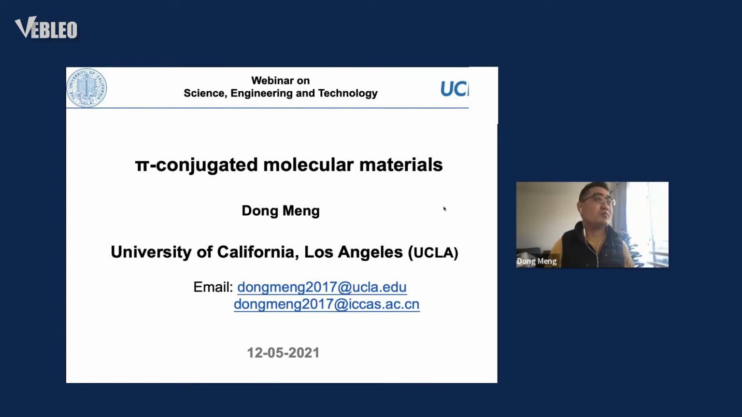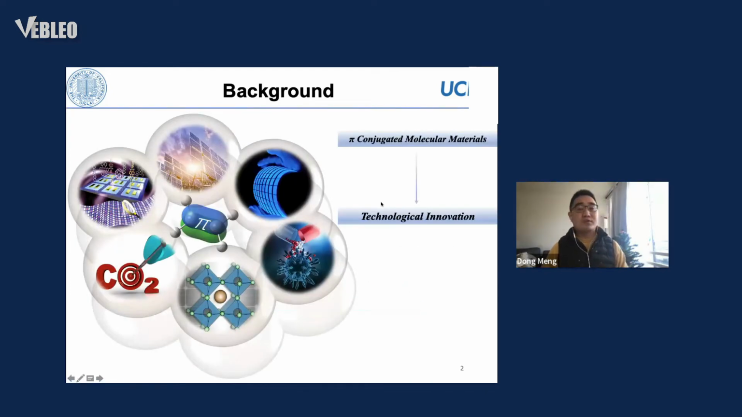Today, I'm pleased to share with you my recent progress on conjugated molecule materials. Pi-conjugated molecule materials are usually organic molecules in which carbon atoms and hydrogen atoms are connected by sp2 or sp bonding to form delocalized orbitals. The synthetic reactions and the aromatic properties of pi-conjugated molecules help with the chemical sensing.